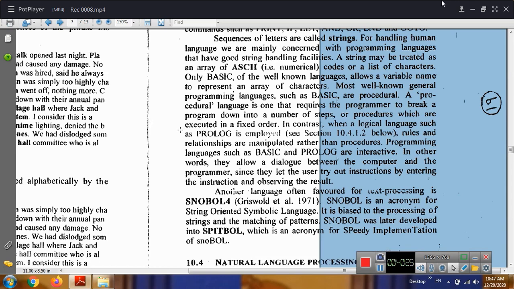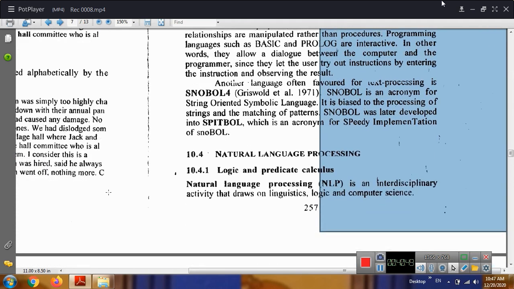SNOBOL is an acronym for String-Oriented Symbolic Language. It is biased to the processing of strings and the matching of patterns. SNOBOL was later developed into SPITBOL, which is the acronym of a speedy implementation of SNOBOL.